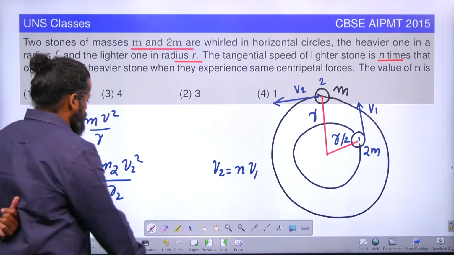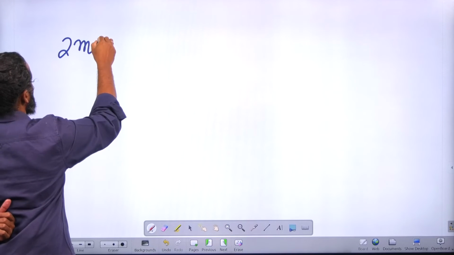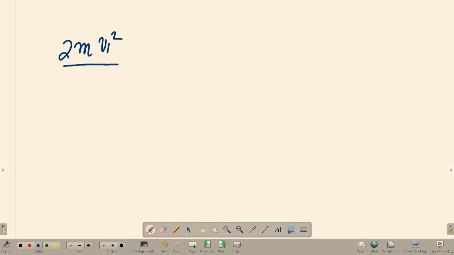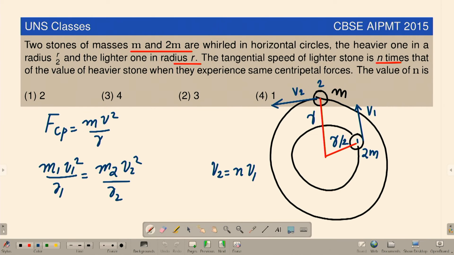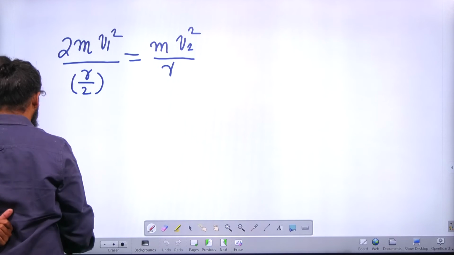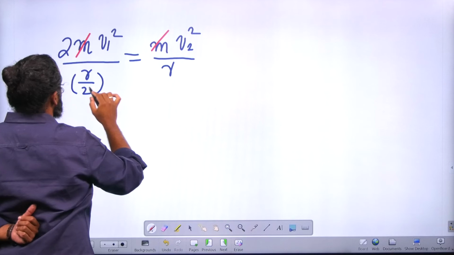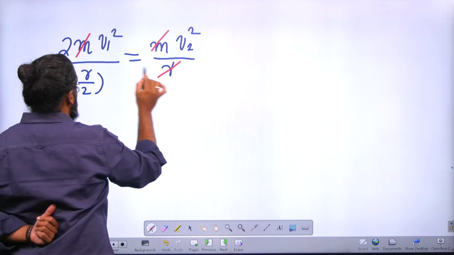Let us go to the next page. m1 is 2m. 2m v1 square divided by r, that is actually r by 2, the radius is half of that, which is equal to m2, that is m, multiplied by v2 square divided by the radius, which is r. Another piece of information given here: v2 is equal to n times v1. Before substituting that, we can cancel this out. This 2 will come to the numerator and r also can be cancelled out.